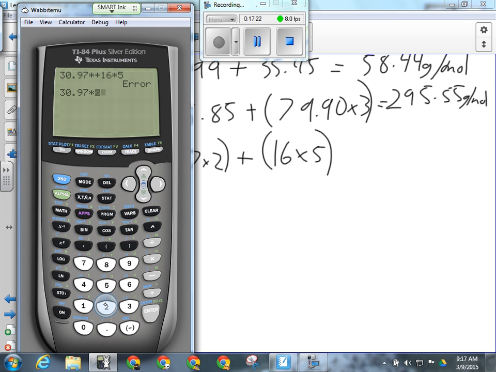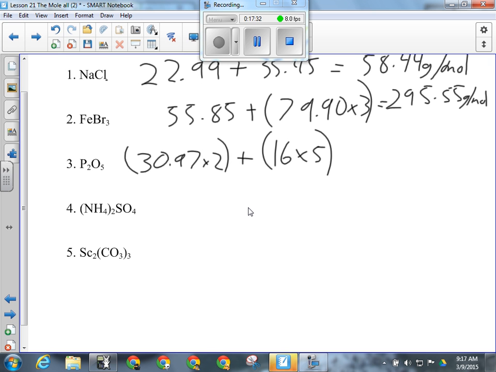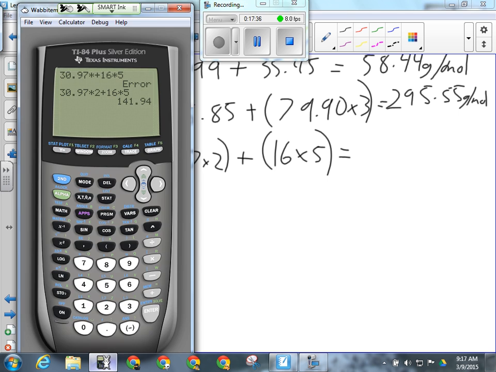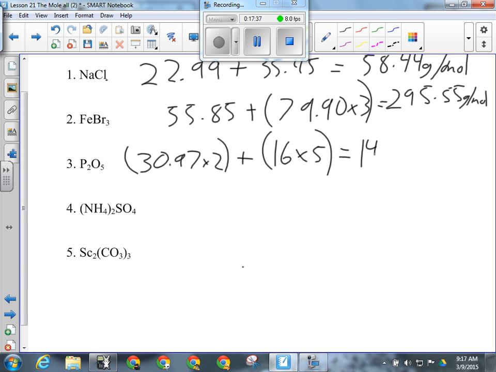30.97 plus. Okay, 141.94. Okay, should be our molar mass for that. Okay, and grams per mole.